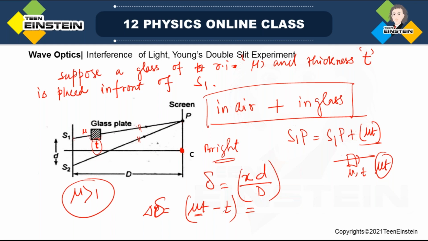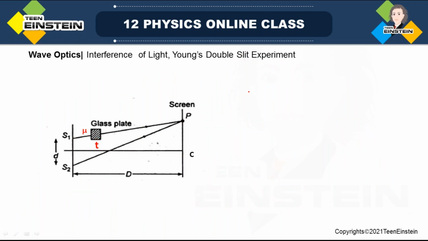And if the glass was not there, with refractive index mu equal to 1 for the thin thickness of material, the path in air will be t. So ultimately you will get the path difference as (mu minus 1) into t. This will be your path difference. So that extra path difference which is added here is this much. So this is with S1P.